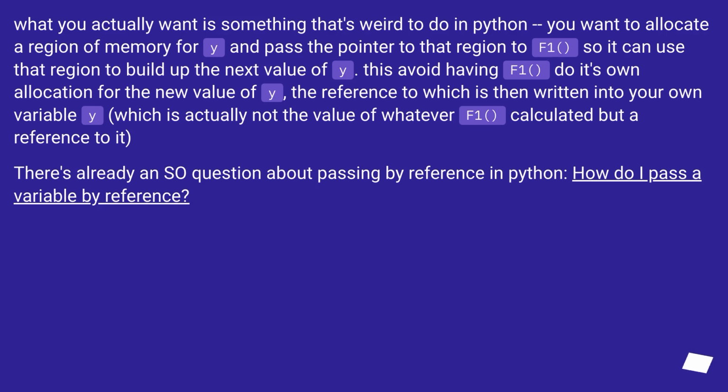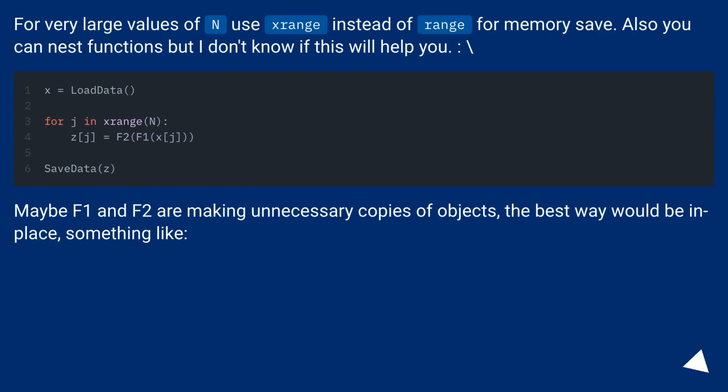How do I pass a variable by reference? For very large values of n, use xrange instead of range for memory savings. Also, you can nest functions, but I don't know if this will help you.